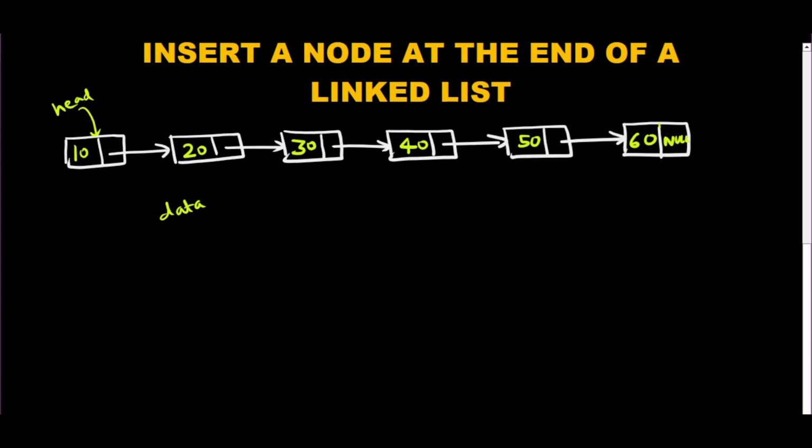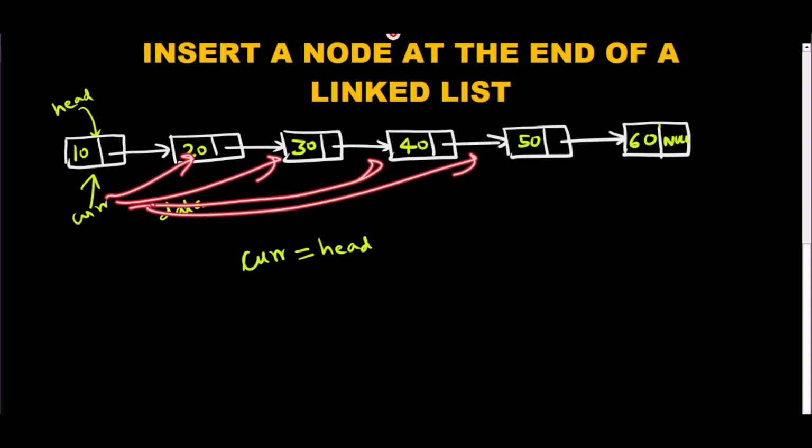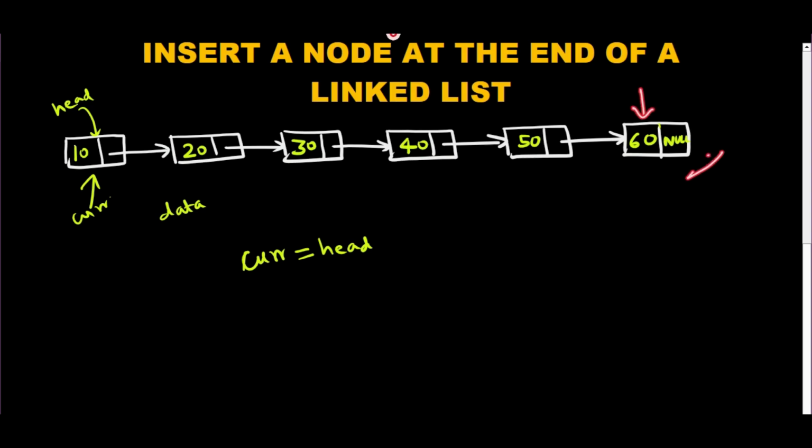In the previous video we have seen how to traverse a linked list, so we will start traversing. We'll make a current, and in the beginning it will point to the head of the linked list. Then we will move our current by one step. Current will come here, here, here, here, but we have to stop here only, we don't need to go here.